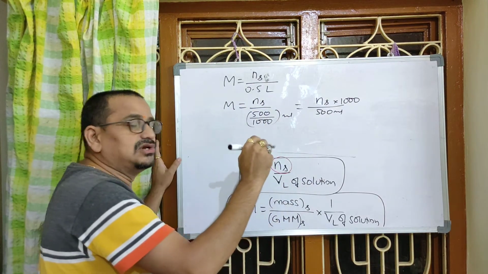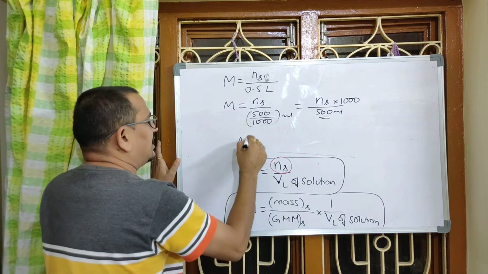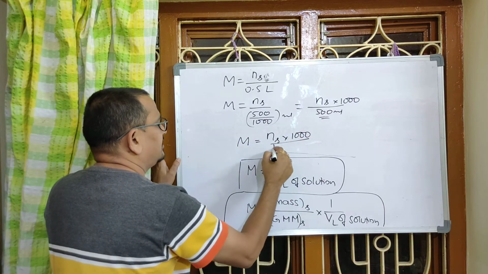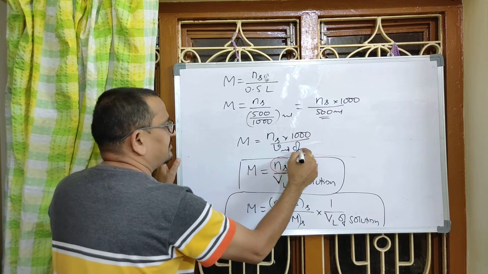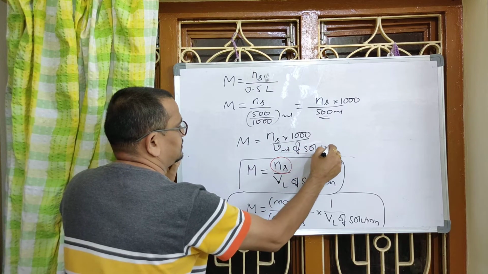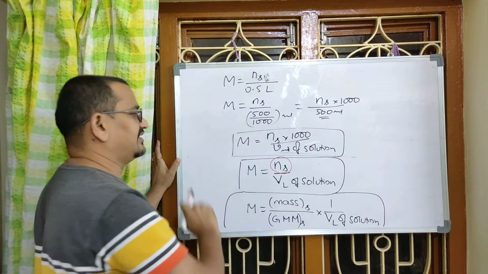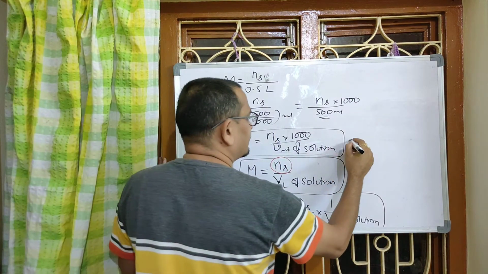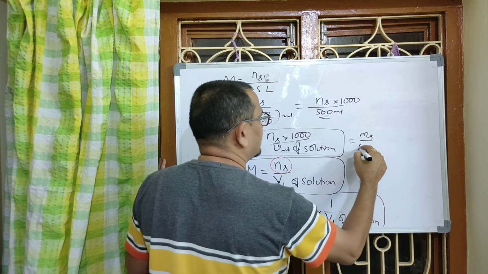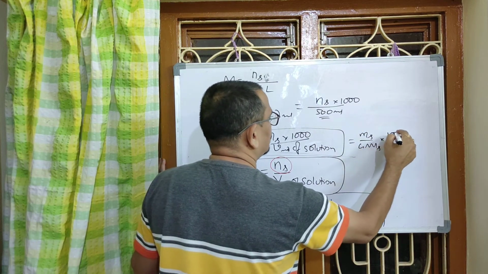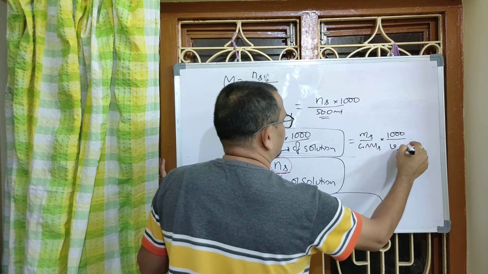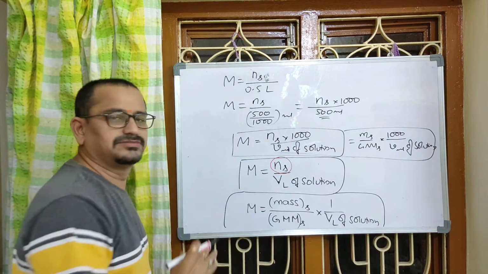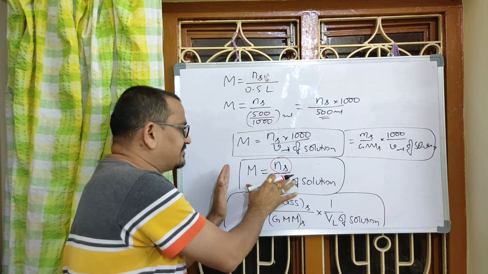Then when volume of solution is given in ml, molarity can be expressed as number of moles of solute into 1000 by V ml of solution. Now you can expand this, substitute the formula for number of moles. It is mass of solute by gram molecular mass of solute into 1000 by V ml of solution. So this is the basic relation.